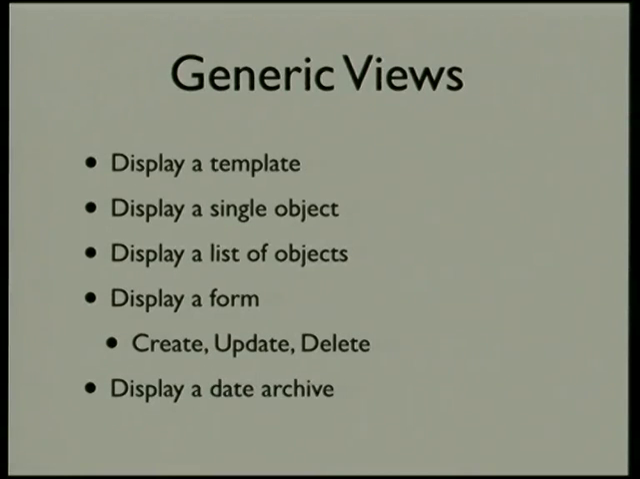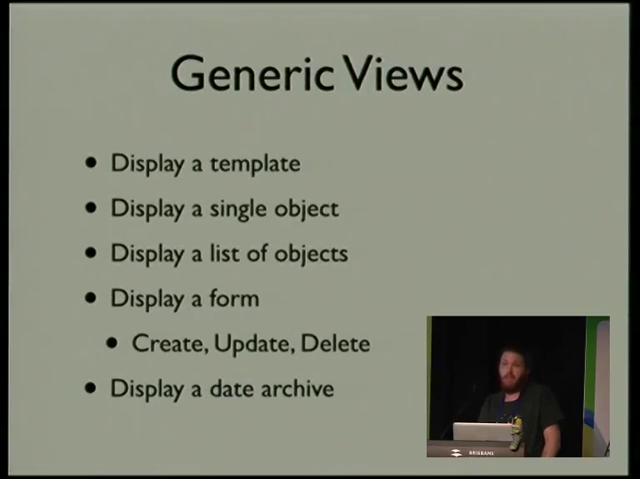There is common stuff that you do. You need to be able to display a template. You need to be able to display a single object. You need to be able to display a list of objects. You want to be able to display a form and then perform create, update, delete type operations upon it. And again, because Django comes from a journalism background, displaying date archives. Show me all the articles that were written in 2005, in August, etc., etc.